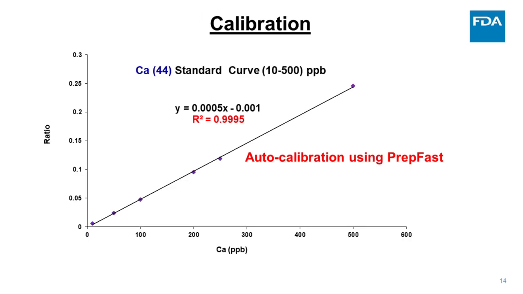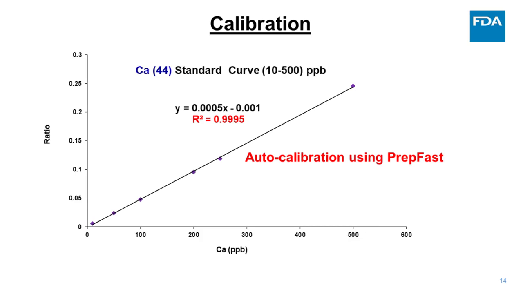This is the curve I generated for calcium, for example, as shown over here, ranging from 10 ppb to 500 ppb, with 6 points on the calibration curve. But in previous days, I had to make these 6 calibration points myself using 6 volumetric flasks, and I also had to add internal standard to all of them and then run them.